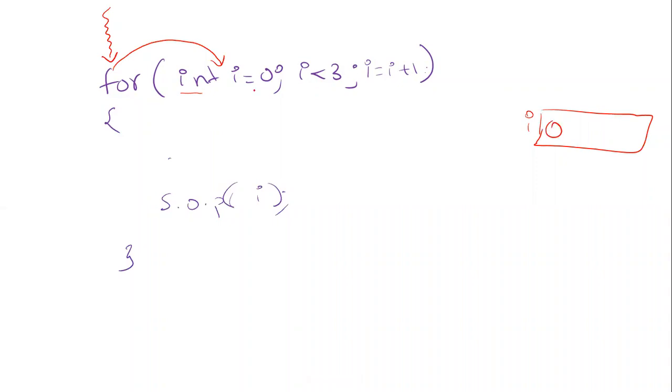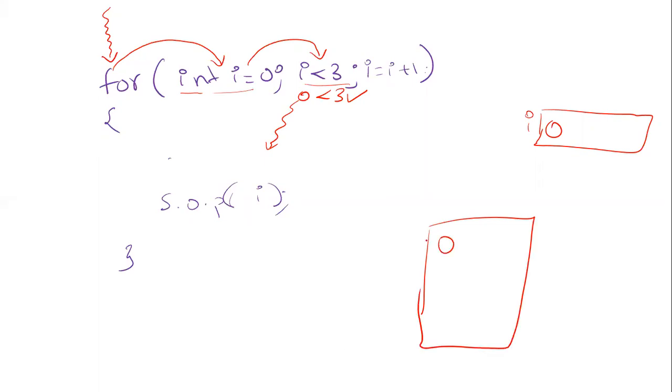After initialization, the control will come to this condition check. This is how the control flows. What's the i value in the memory now? I value in the memory is 0. Is 0 less than 3? Yes, 0 is less than 3. Condition is true. If the condition is true, don't think that update will happen. No. If the condition is true, immediately the body is executed here. SOP i. In our output, what is the i value? I value is 0. So SOP 0 will be done.